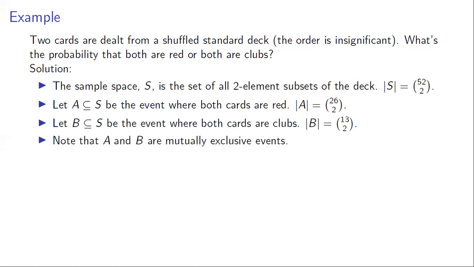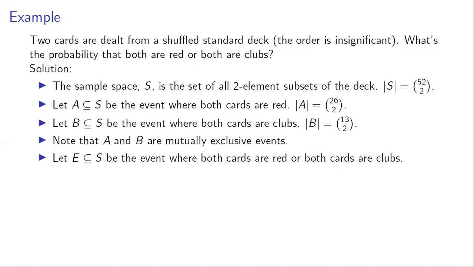Now, A and B are mutually exclusive events. Why is that? Because all clubs are black, right? So if a card is red, it's not a club. Or more specifically, if we have a group of two cards that are red, then they cannot be clubs, because clubs are black, and vice versa. If we have a group of two cards that are clubs, they cannot be red because clubs are black. Okay, so A and B are mutually exclusive events.